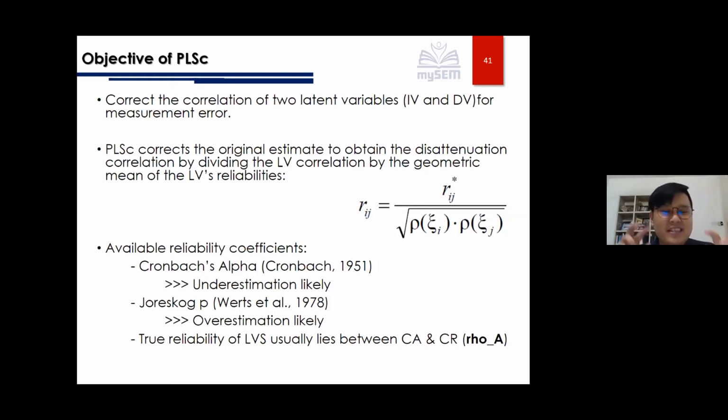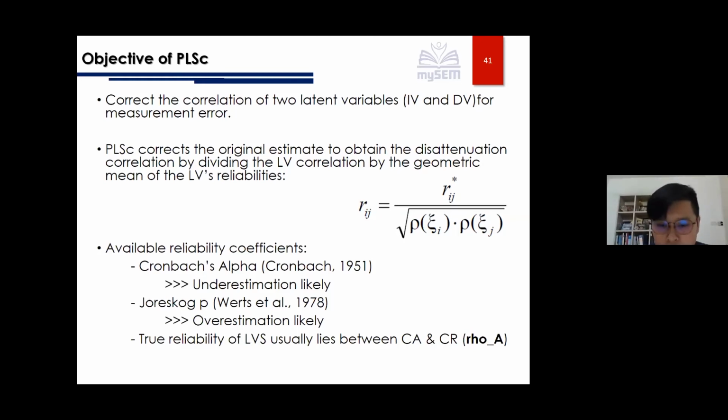The real terminology of composite reliability is called rho C. So as you can see, based on literature, Cronbach alpha tends to produce an underestimate value in terms of reliability. But when we look into composite reliability, which is your rho C, it is an overestimation. Therefore, Dijkstra-Henseler in 2015 proposed a new technique which could find the true reliability that lies between CA and CR. CA means Cronbach alpha, CR means composite reliability, and this reliability is called rho A.